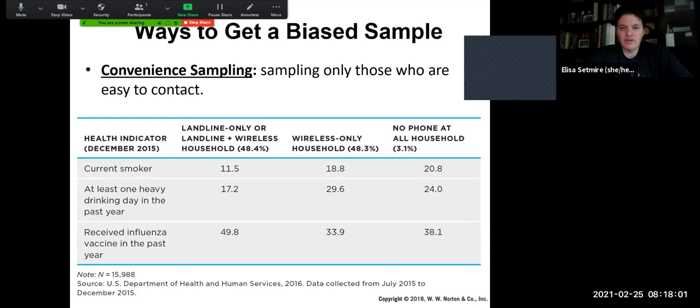But one of the most common ways that people end up with a biased sample is they do something called convenient sampling. They sample only those who are easy to get a hold of, that you have easy access to, or are easy to contact.